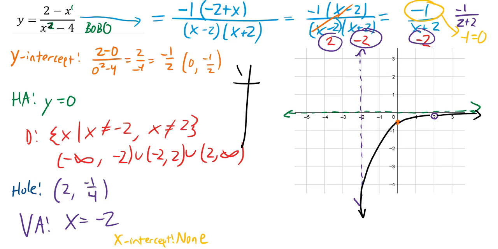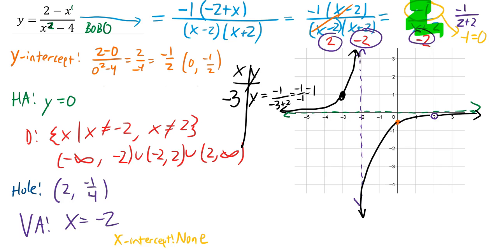I'm going to plug in some points. I know negative 3 will be nice to plug in, because if I plug into this version of it, I see what the denominator is going to be. y equals negative 1 over negative 3 plus 2. That makes negative 1 over negative 1. Apparently the point (negative 3, 1) is on my graph. So my graph must look like this.